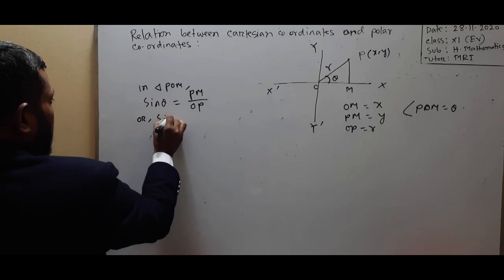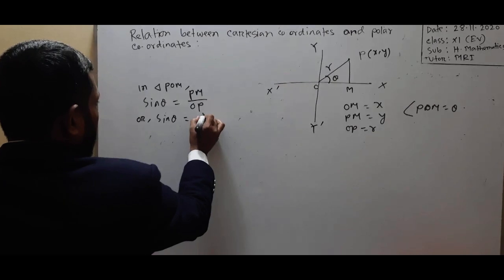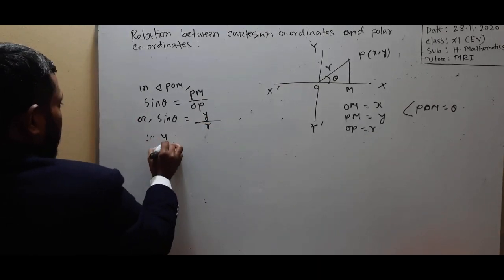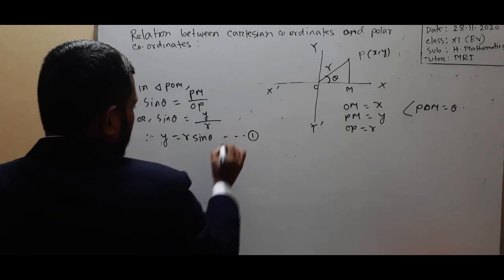Therefore sin theta equals PM by OP, here y by r. Therefore y is equal to r sin theta. This is equation number 1.